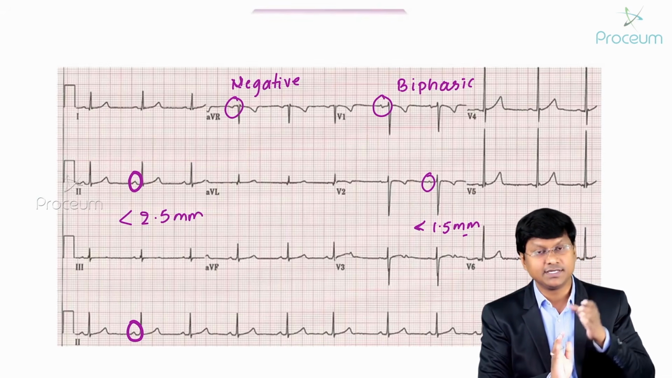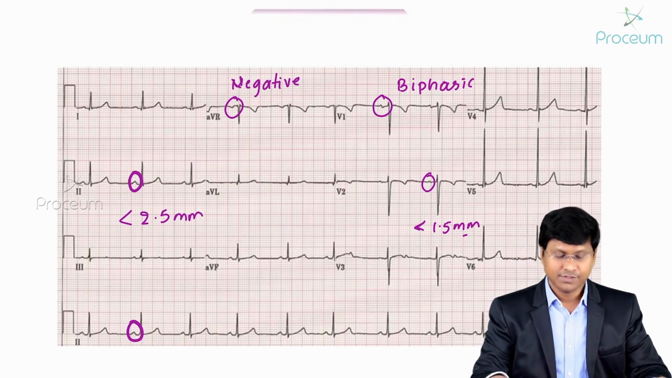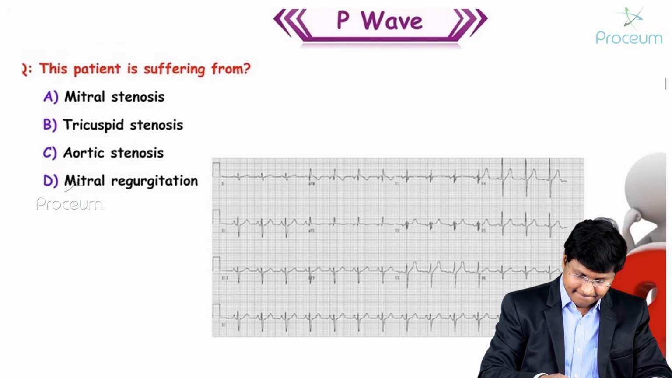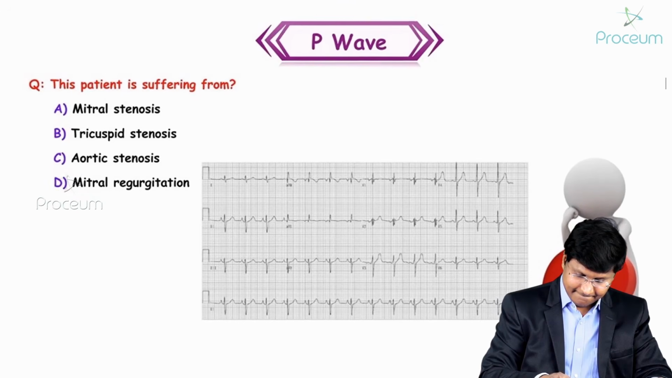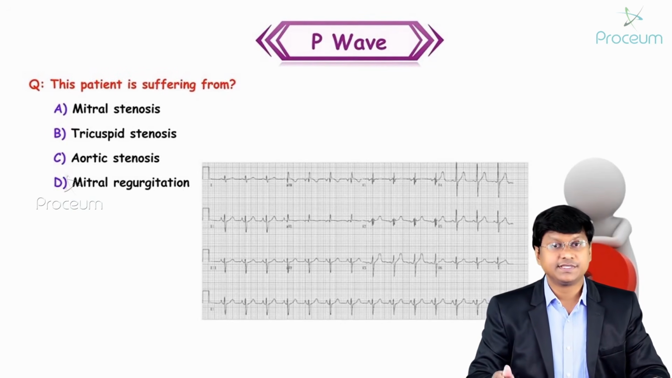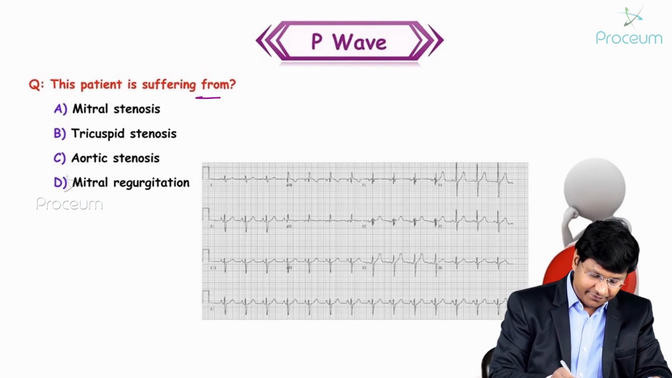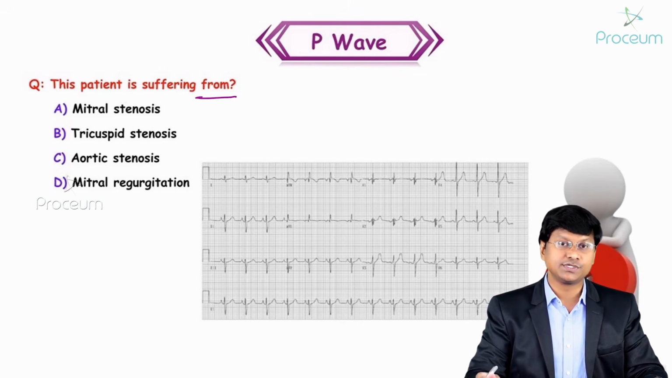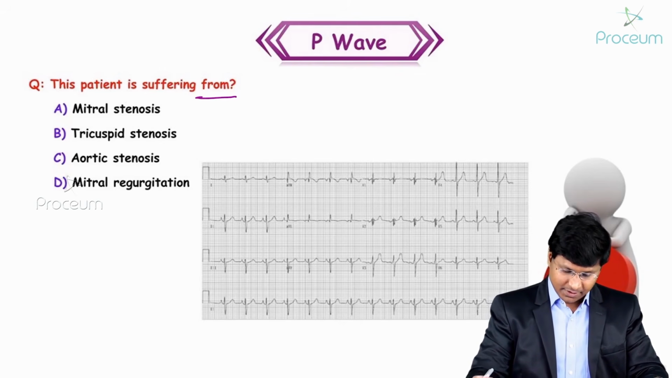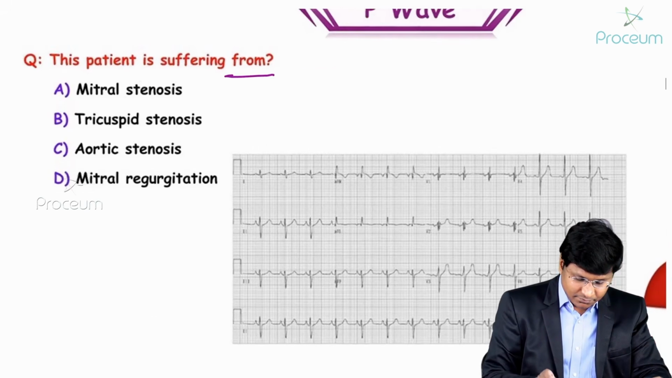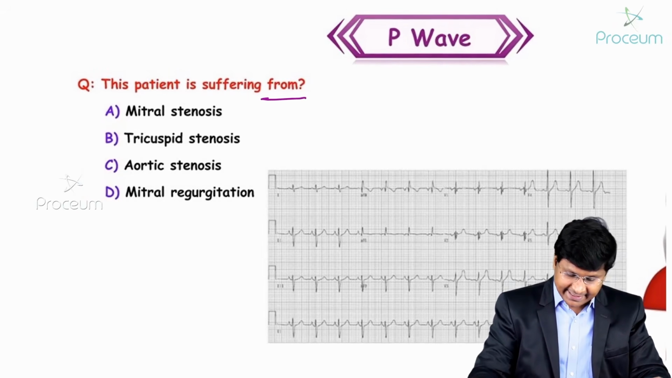Now let me discuss the abnormalities of the P wave. So the first question is, this patient is suffering from mitral stenosis, tricuspid stenosis, aortic stenosis, or mitral regurgitation. Now I'll just zoom the ECG for you, so this is slightly enlarged.